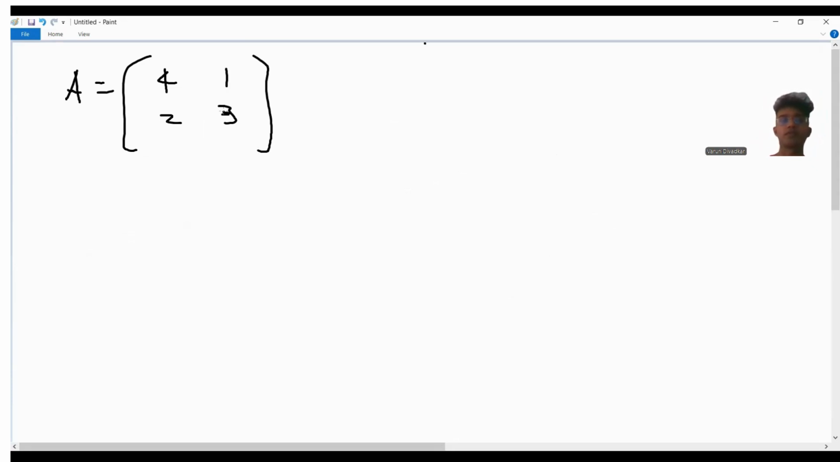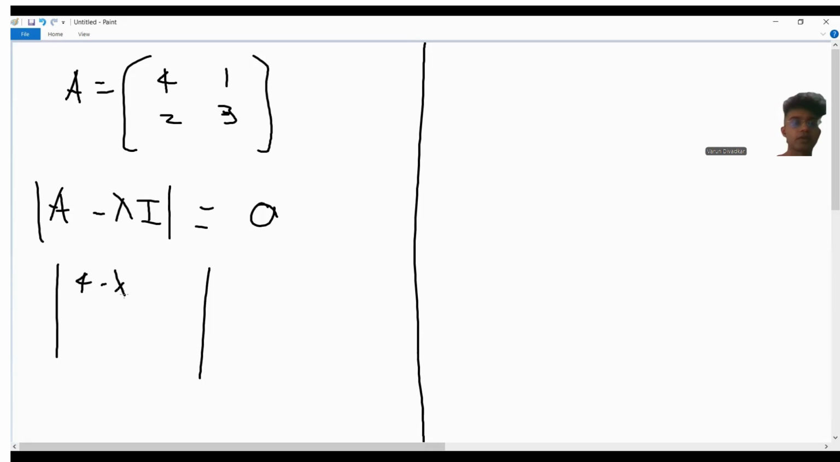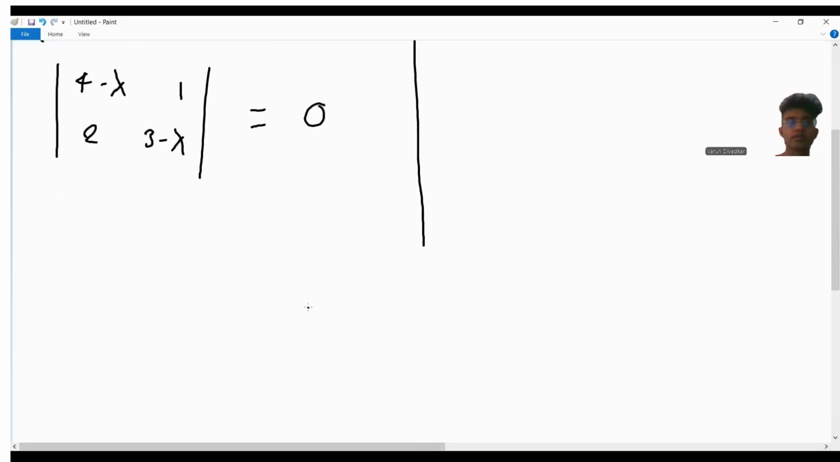So let's divide this page into 2. What's the governing equation here? The determinant of A minus lambda I equals 0. As we saw earlier, we get this as [4 minus lambda, 2; 1, 3 minus lambda]. This determinant is 0. So now let's solve for this.